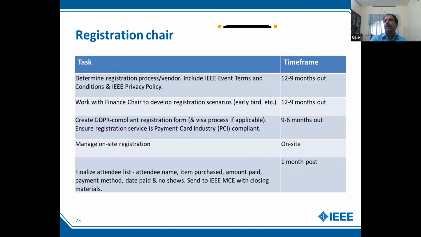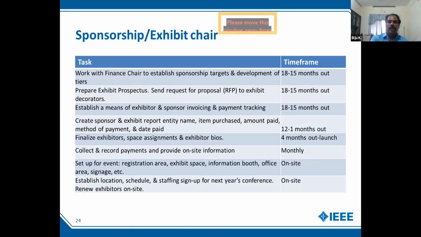So once the TPC chair completes the review process, then the registration chair has to start the registration process, setting up the payment gateway, registration site, etc. And on-site registration also has to be managed by the registration chair. And the sponsorship chair has a major role, the sponsorship and exhibit chair.